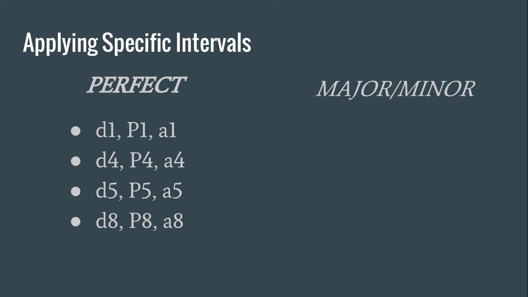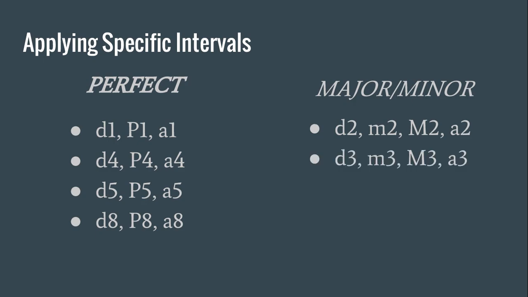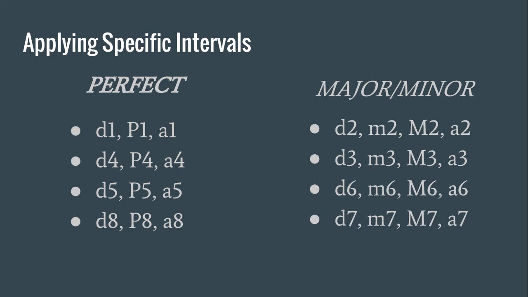And now on the other side, our major minor intervals, you had seconds, but we have 4 possibilities now for seconds. We can have a diminished second, a minor second, a major second, or an augmented second. But we cannot have a perfect second. It does not go with that group. We can have diminished thirds, minor thirds, major thirds, and augmented thirds, but no perfect thirds. And then same with sixths and same with sevenths.